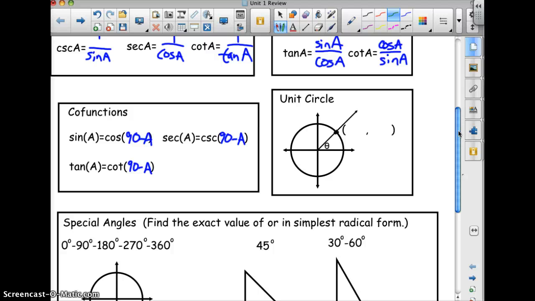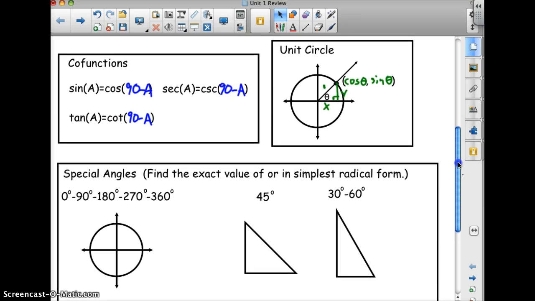Now remember, this is a unit circle, so the radius of this is always 1, okay? And if I draw this reference triangle here, the sine of theta is this side over 1, right? Which is the y-coordinate here, all right? So the y-coordinate of any point on the unit circle is sine theta. And the x-coordinate of any point on the unit circle is the cosine of theta, okay? This is the x, this is the y, it's x over 1 or cosine theta over 1, okay? All right, so that's that.